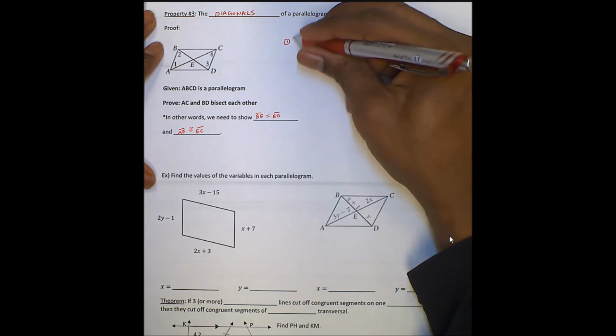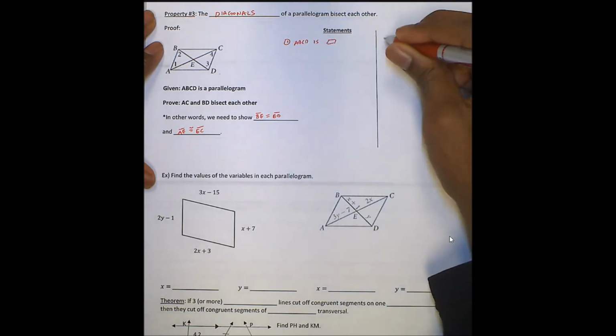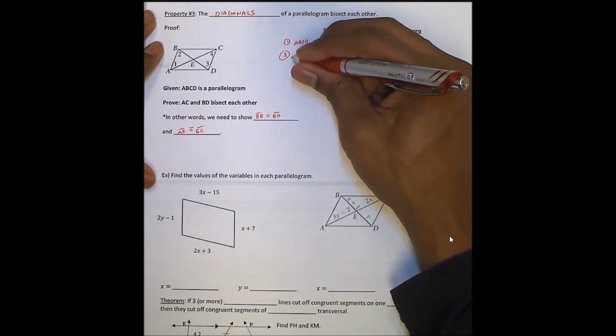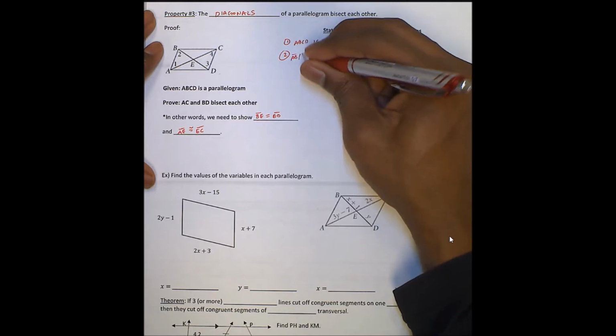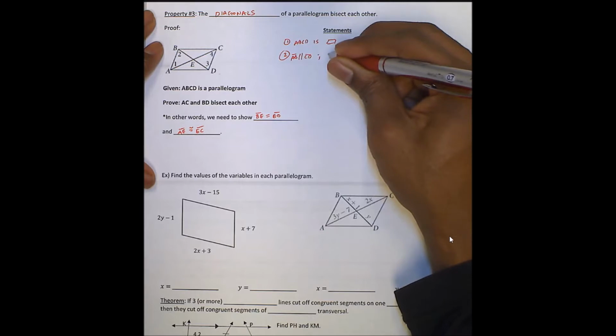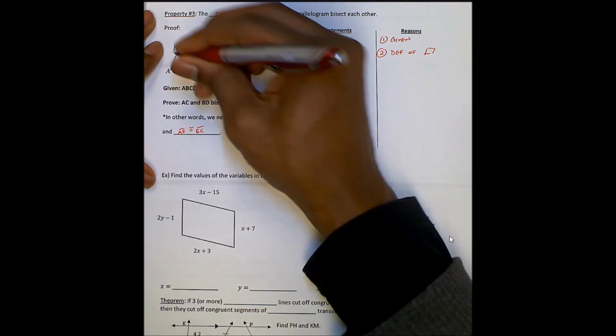Okay, so start with the statement ABCD is a parallelogram. That is given. From there, what we'll need to say is the definition of parallelogram. We can say that AB is parallel to CD, and also that BC is parallel to AD. Okay, and that's the definition of parallelogram. Okay, so we'll mark that.